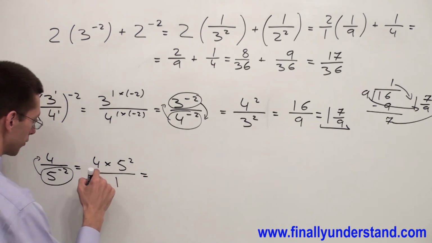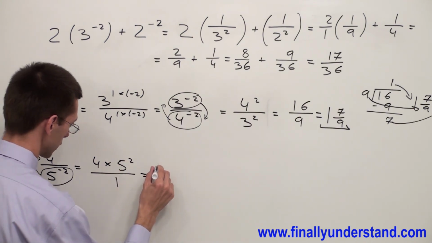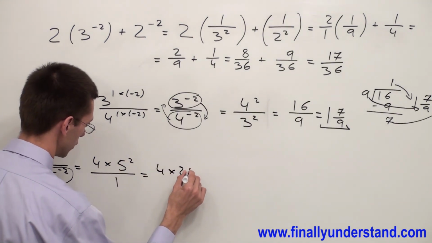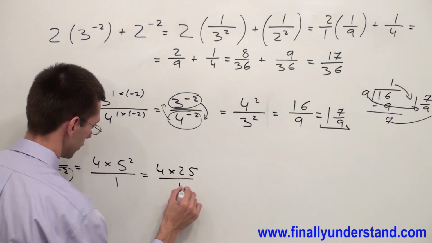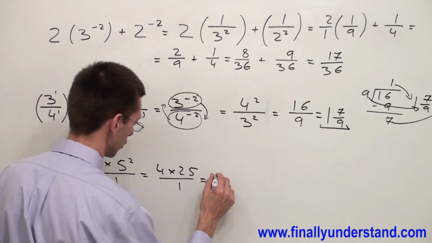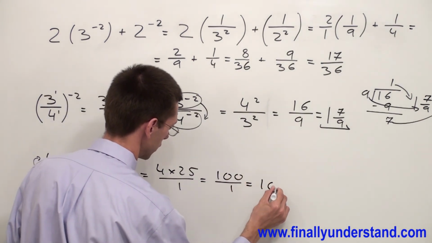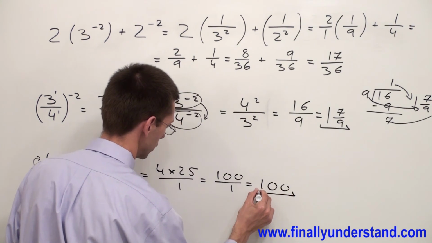Okay, so I have 5 to the second power is 25. So I have 4 times 25 over 1. 4 times 25 is 100. 100 over 1 is equal 100. This is the solution to my problem.